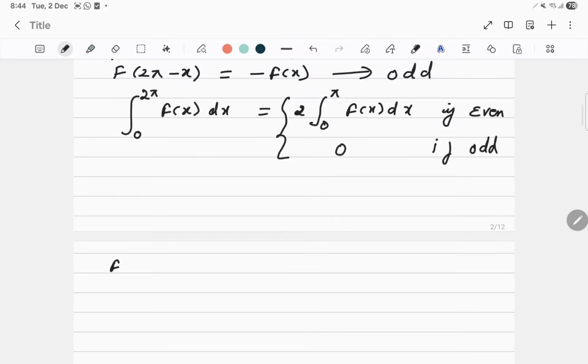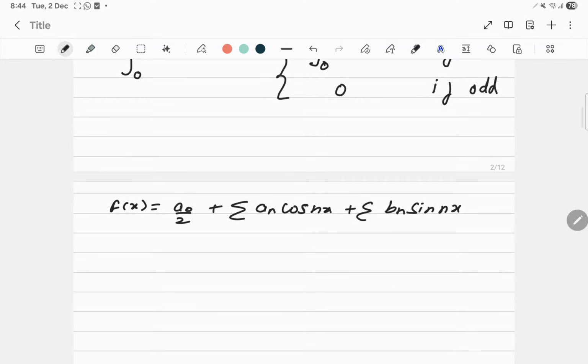See, what is the Fourier series? f of x is equal to a0 by 2 plus summation an cos nx plus summation bn sin nx. Just observe this very carefully. If you understand, all questions will become very easy for you.